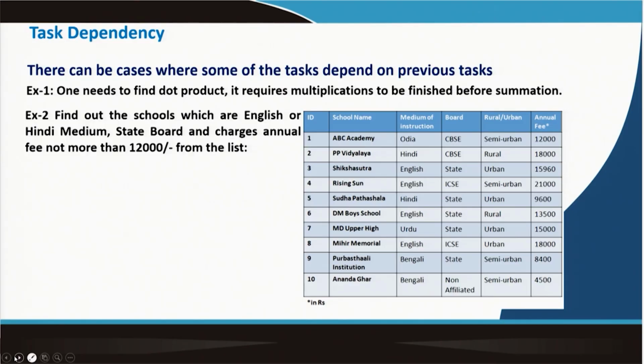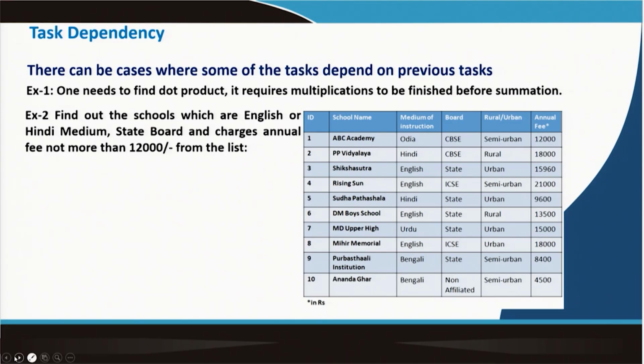and these schools in his district are from rural areas, urban areas, and semi-urban areas. Among these 10 schools, there is at least one school where the main medium of instruction is Oriya. Similarly, there is another school whose medium of instruction is Urdu, and other schools have English, Hindi or Bengali as the medium of instruction. They belong to different boards and they have different annual fees.